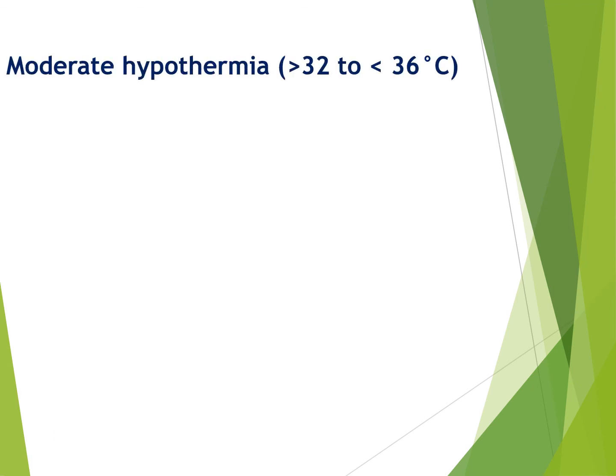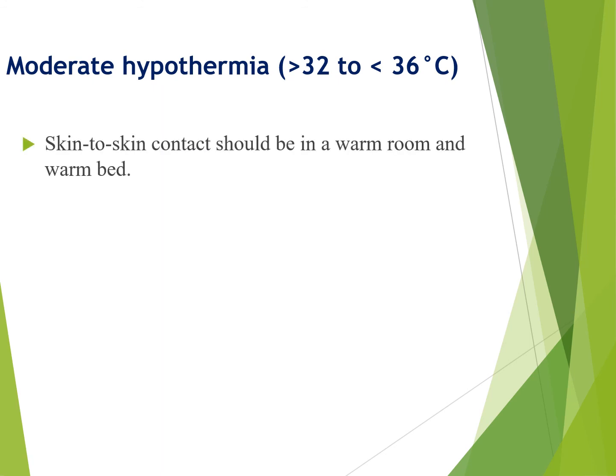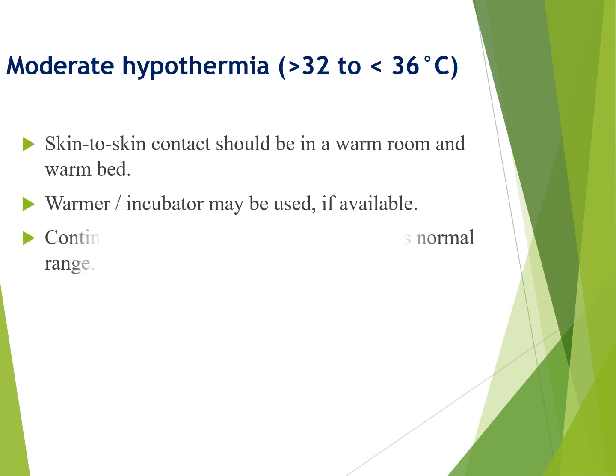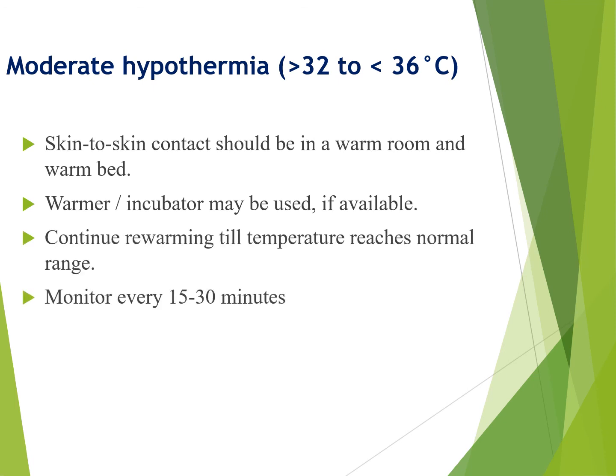Moderate hypothermia means 32 to 36 degrees Celsius. Skin-to-skin contact should be in a warm room and warm bed. We can also use a warmer and incubator if available. Continue rewarming till the temperature reaches the normal range, and monitor the temperature of the baby every 15 to 30 minutes.